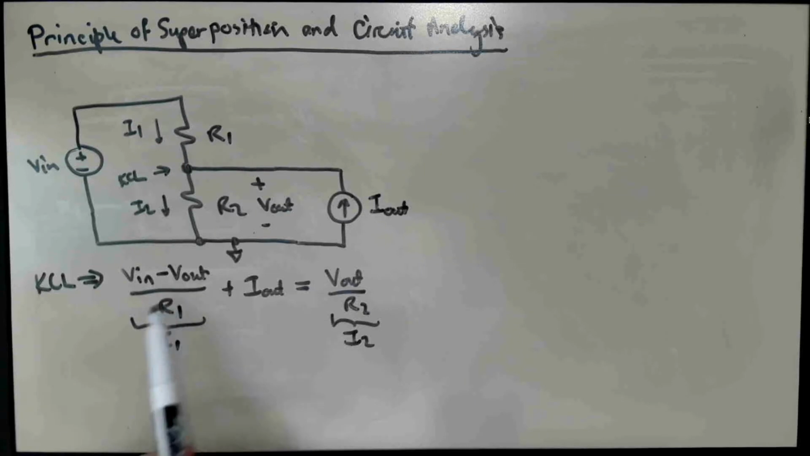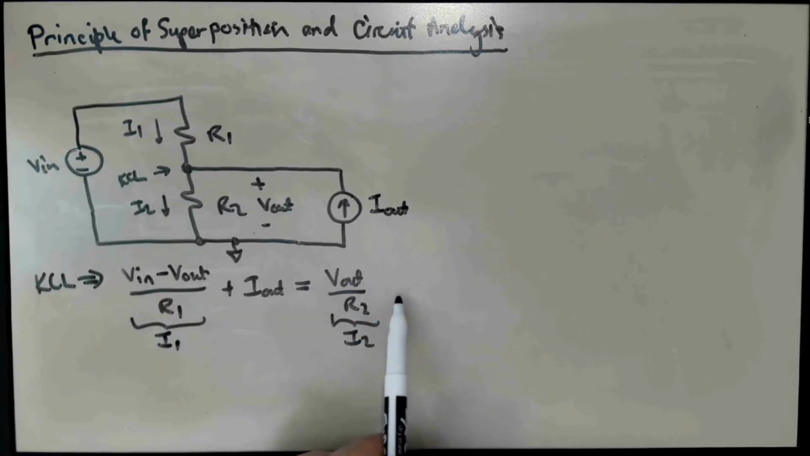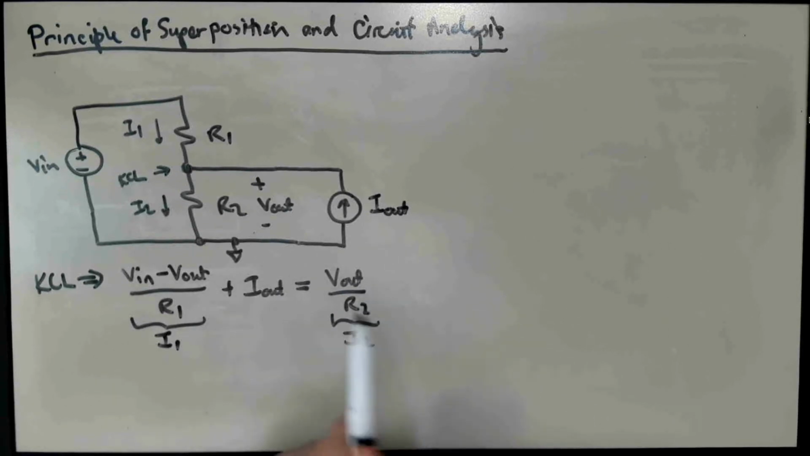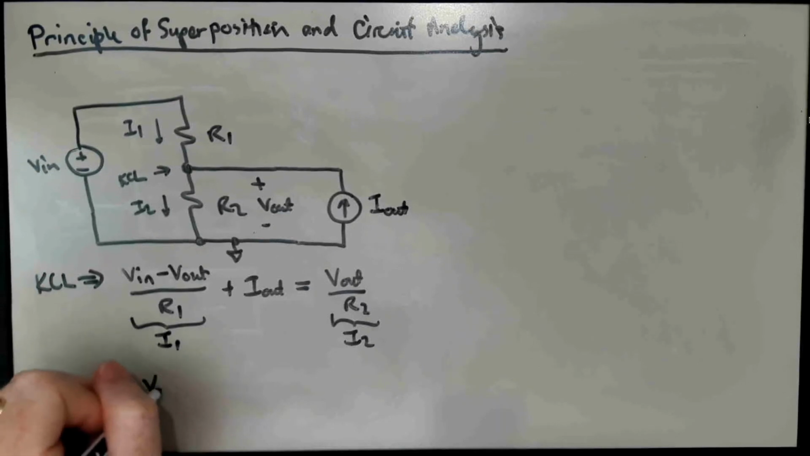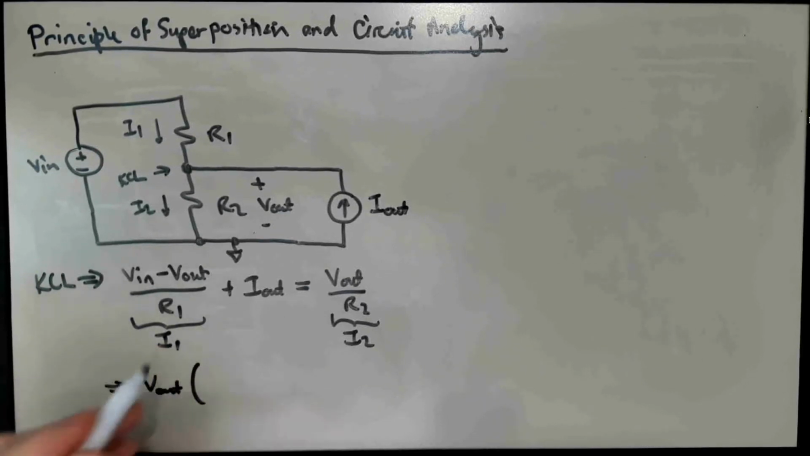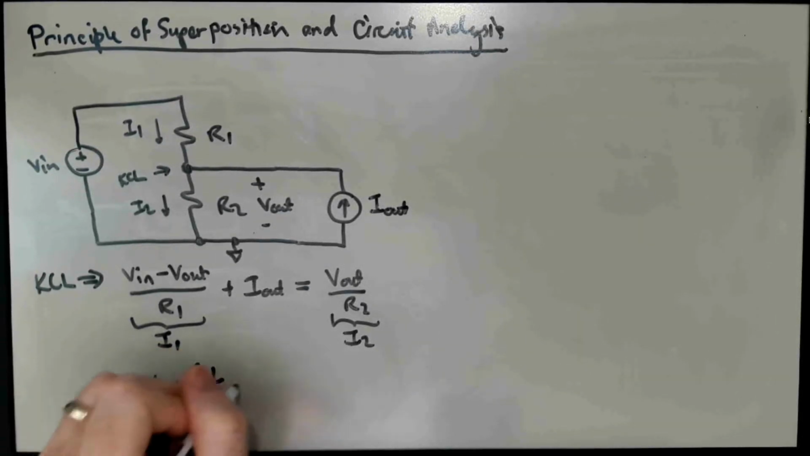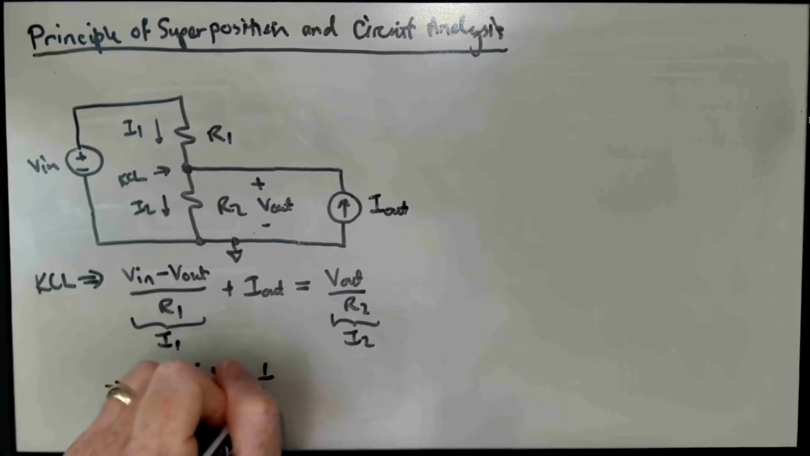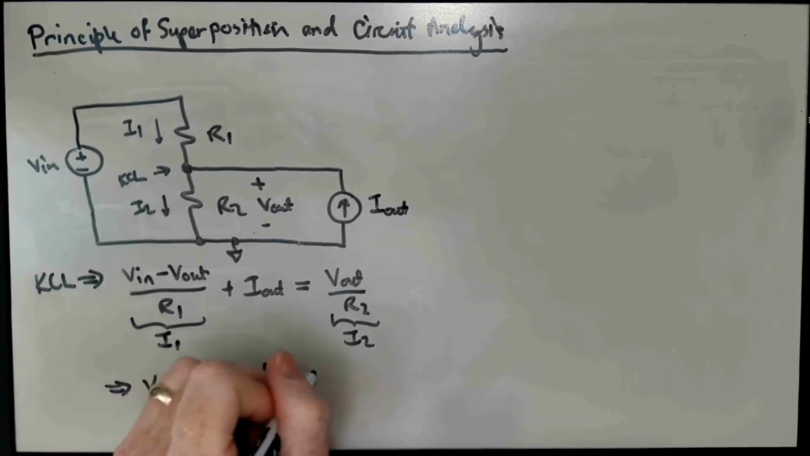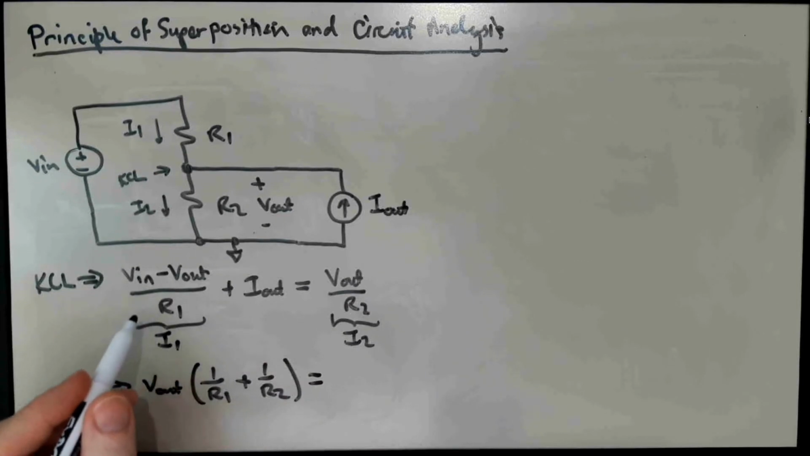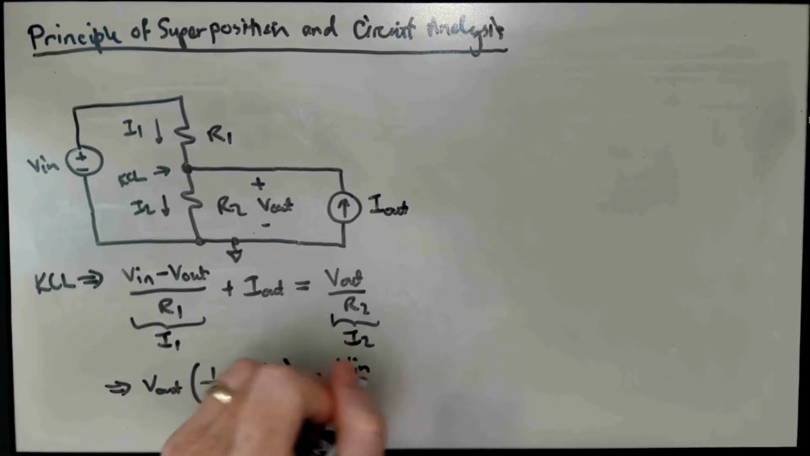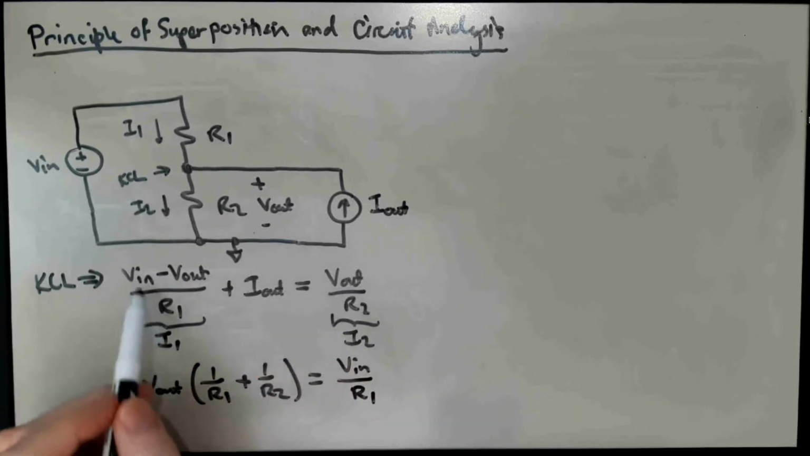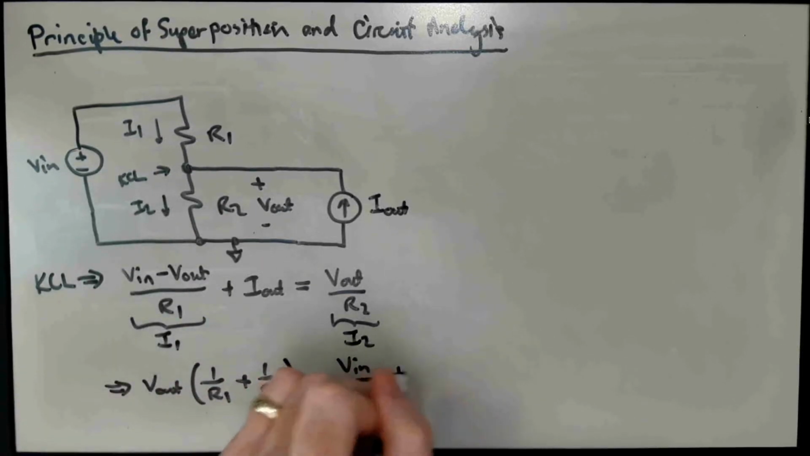So we can move this V out over R1 to the other side of the equation, flip the equation around, factor the V out out, and we get V out times 1 over R1 plus 1 over R2 is equal to what's left over on the left-hand side. We get V in over R1, from this term here, plus I out.